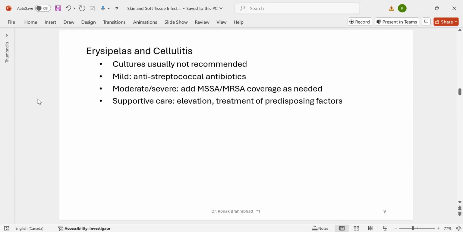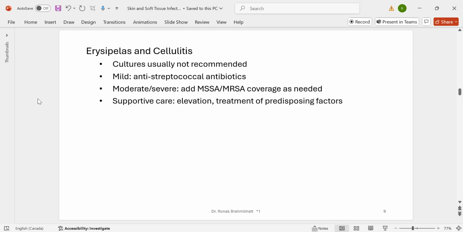Good. Moving on, we have cellulitis, erysipelas, again, similar things. We don't do culture. These things a lot of times are caused by strep, okay? So we go with streptococcal antibiotics. And if they are severe, again, fever, systemic signs, immunocompromised state, etc., then we add staph coverage to it.